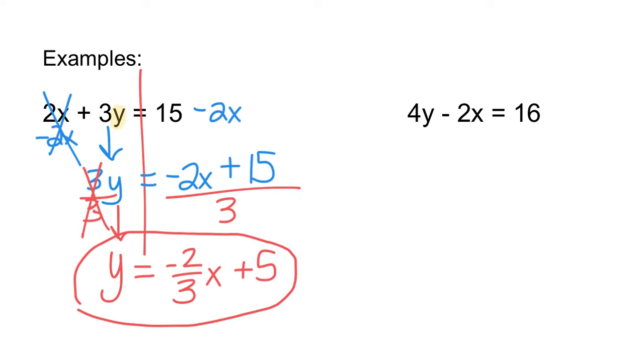All right, then the next one. So same thing, I want to get it into y equals because that is slope-intercept form. So here's my y. Got to get it by itself. So we got to move the x term first. Since the x is being subtracted this time, I'm going to add 2x.